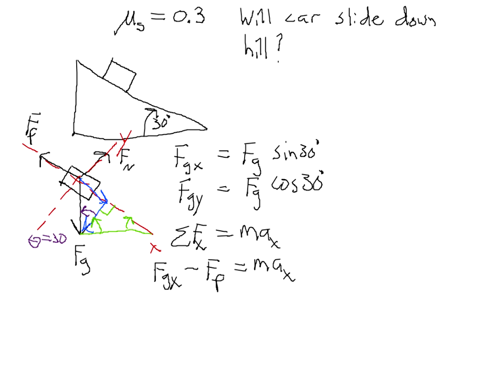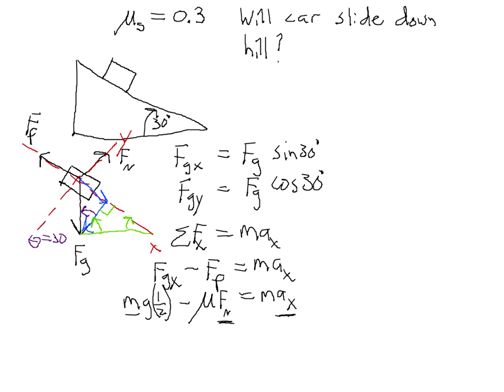FGX, I know, is mg times the sine of 30, and the sine of 30 is a half. Friction is the coefficient of friction, mu, times the normal force. That's equal to MAX. Well, we're temporarily stuck because I don't know the mass, I don't know the normal force, and I don't know the acceleration in the x direction. So I've got three unknowns and only one equation.